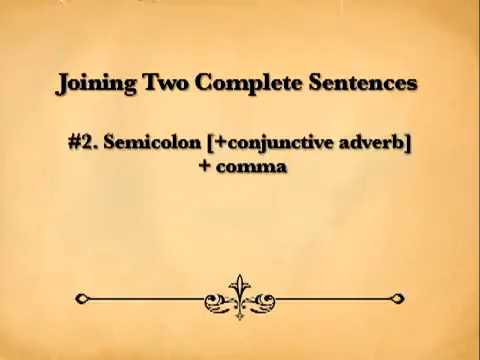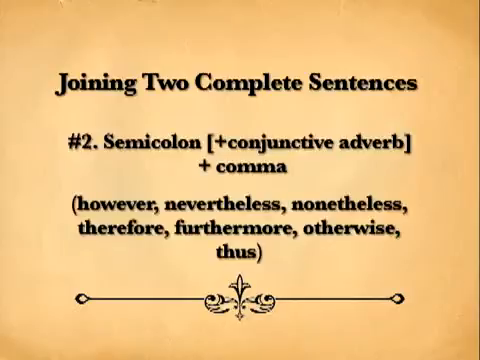So again, choose your wording carefully to accurately convey your meaning and the relationships between the two clauses that you're joining. The second way to join two complete sentences is to use a semicolon, a conjunctive adverb, and a comma. Now you may be asking, what exactly is a conjunctive adverb? Conjunctive adverbs are words like however, nevertheless, nonetheless, therefore, furthermore, otherwise, thus, etc. However is probably the most commonly used example of this particular kind of word.